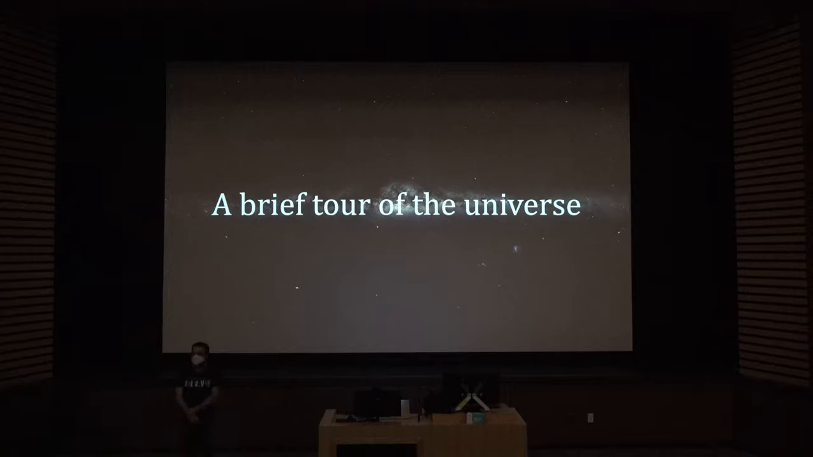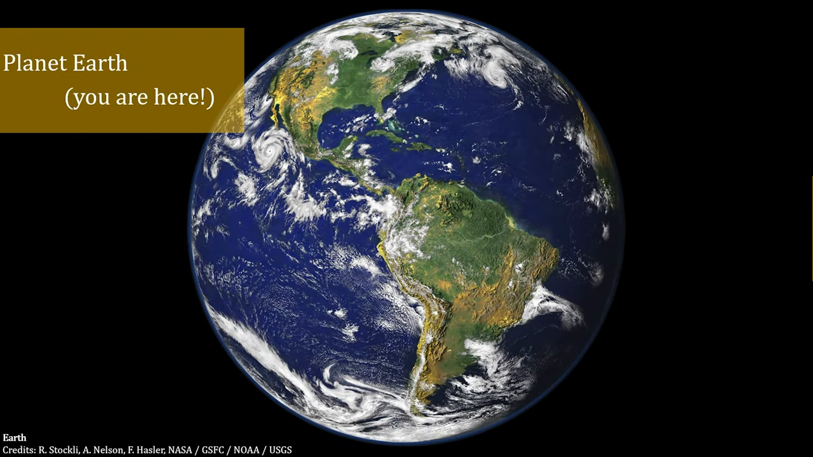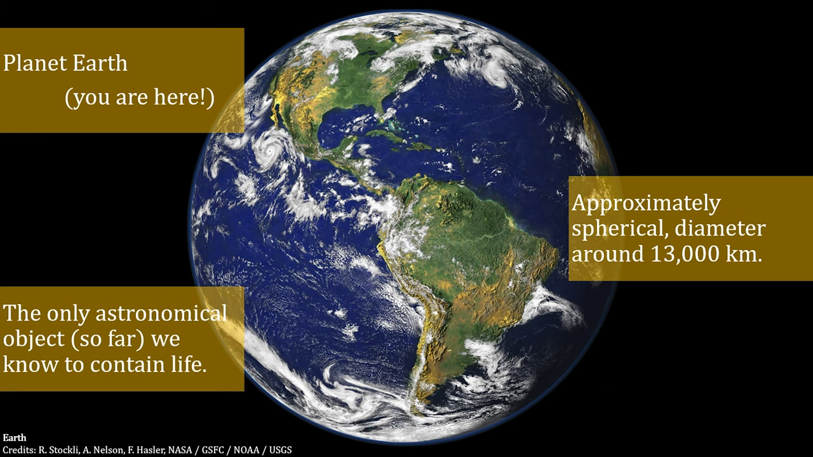Okay, so now that we understand a bit about cosmic distances, I want to take you on a brief tour of the universe. We'll start, of course, with planet Earth, which is where we are right now. It is approximately spherical and has a diameter of around 13,000 kilometers. It is very special because not only is it where we are, it is also the only astronomical object that we know contains life, at least so far.